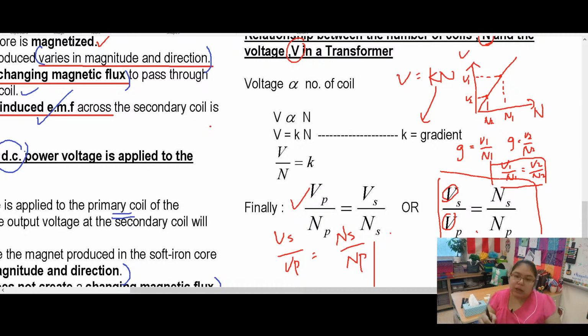If you ask me, you want to use P first, can or not? Actually, it's no problem. You put the VP at the top, VS at the bottom. So N you also must switch, NP over NS. So this one is the first formula for the transformer, number of turns and voltage.